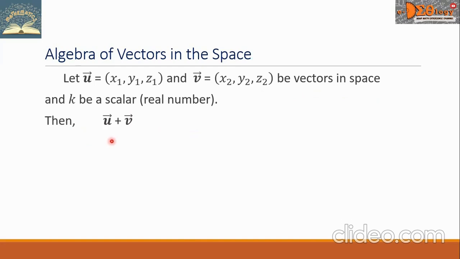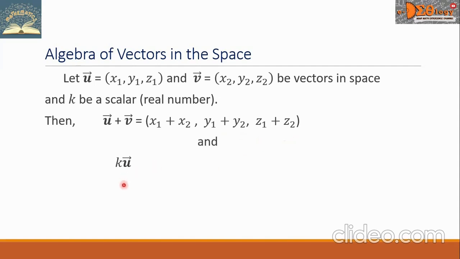Then vector u plus vector v. We can see that this is about addition of vectors. And the formula is here. It is also a triple of coordinates. The x coordinate will be x sub 1 plus x sub 2, comma, the y coordinate is y sub 1 plus y sub 2, comma, the z coordinate z sub 1 plus z sub 2.